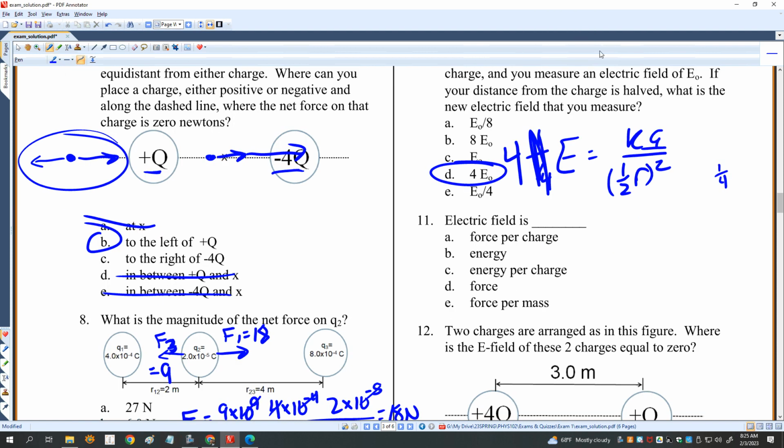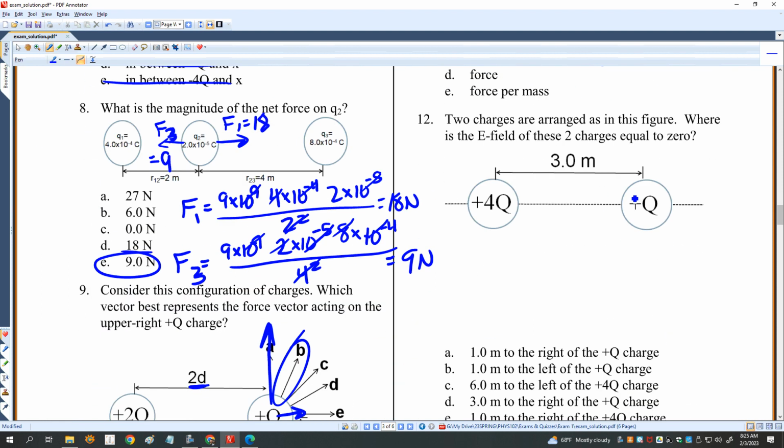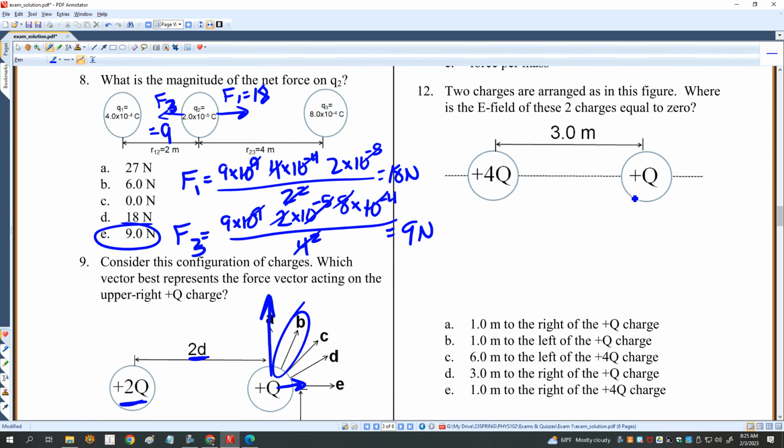All right, electric field is a force per unit charge. It's in newtons per coulomb. Two charges are arranged in this figure. Where is the electric field of these two charges equal to 0? All right, so I like these problems, but they're tricky. So remember here in the middle, I'm just going to draw some electric field vectors. Due to this charge, it's in this direction. Due to this charge, it's bigger and in this direction.